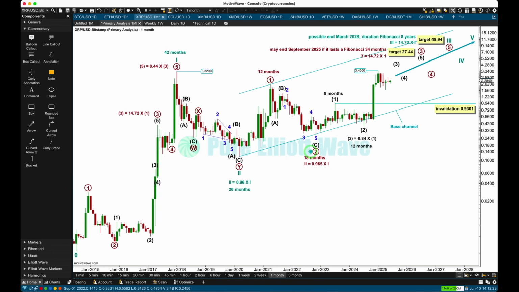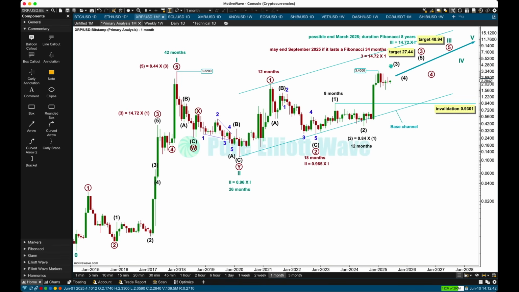Primary 2, another deep correction. It's a 0.965 depth of primary wave 1, so very deep second wave corrections, lasted 18 months, 2 short of a Fibonacci 21. Intermediate 1 lasted a Fibonacci 8 months, intermediate 2, 12 months, 1 short of a Fibonacci 13. And now intermediate 3 underway.